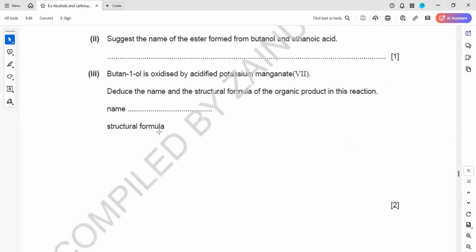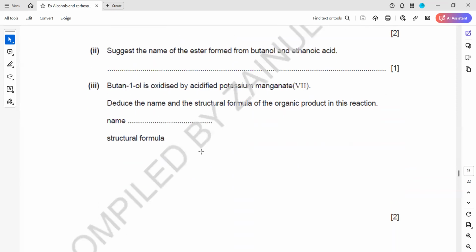Suggest the name of the ester when butanol reacts with ethanoic acid. So what will be the name of the ester? As we know, whenever an ester is formed, the first name is always from the alcohol and the second name is from the carboxylic acid. The name of an ester is -yl -oate. So it will be butyl, and from ethanoic acid, ethanoate. So butyl ethanoate will be the ester.